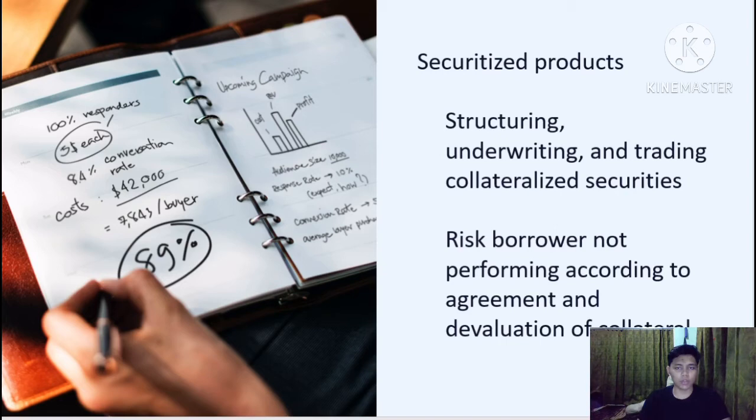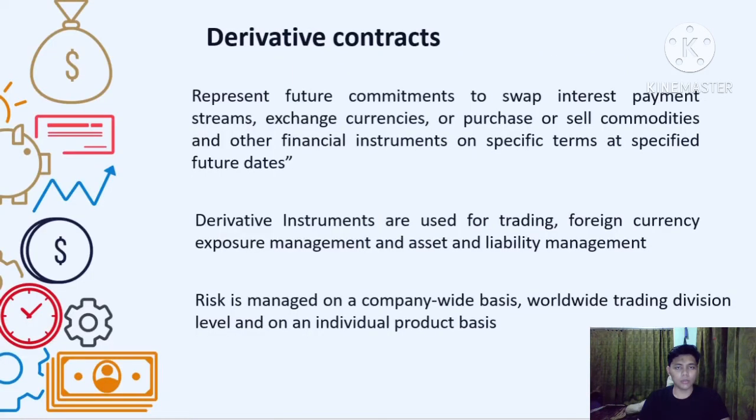And the risks are the borrower not performing according to the agreement and devaluation of collateral. This is one of the credit risks that happen in the company. About derivative contracts, they represent a future commitment to swap interest payment streams, exchange currency, or purchase or sell commodities and other financial instruments on specific terms at specific future dates.